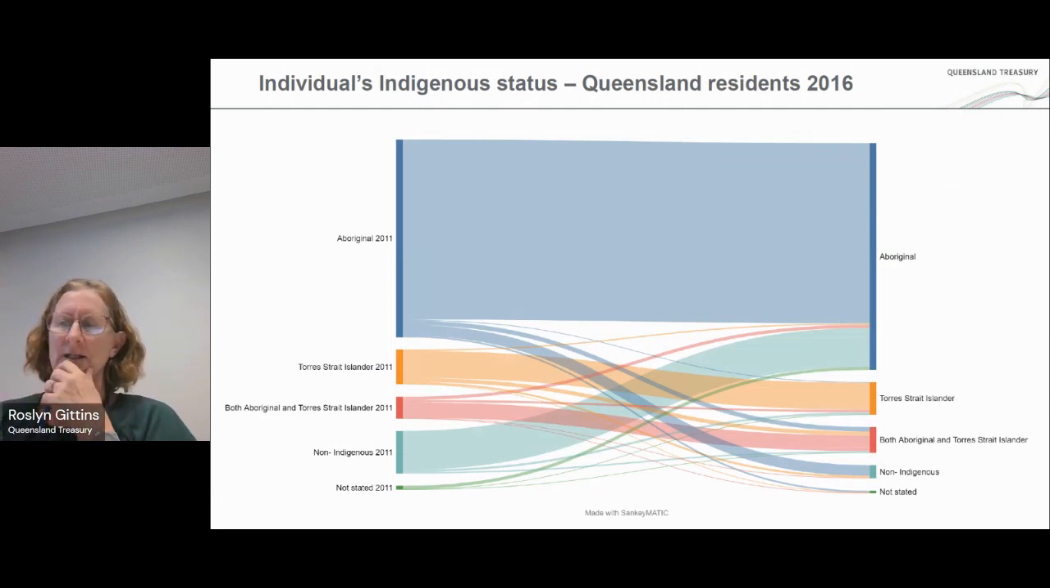So you can see that the largest flow is for those consistently identifying as Aboriginal. And then of those that did change their identification status, the largest flow there is from non-Indigenous to Aboriginal. But there were also flows from all of the Indigenous categories to non-Indigenous and vice versa. So there's actually quite a lot of movement occurring. And I should just state that that's for Queensland, but you'll also see very similar, although smaller, Torres Strait Islander numbers for the rest of Australia.